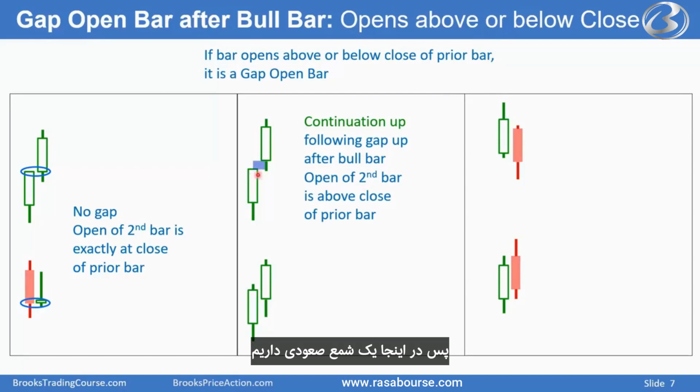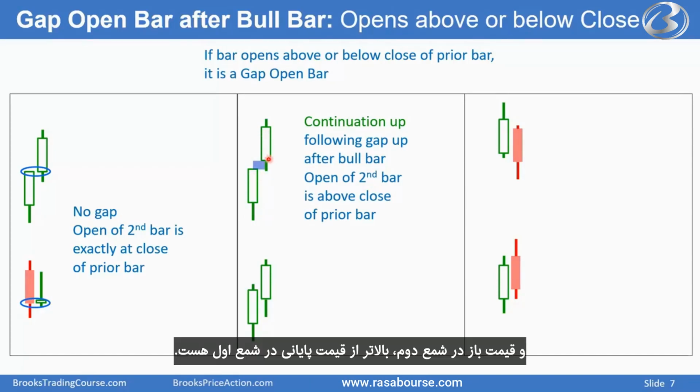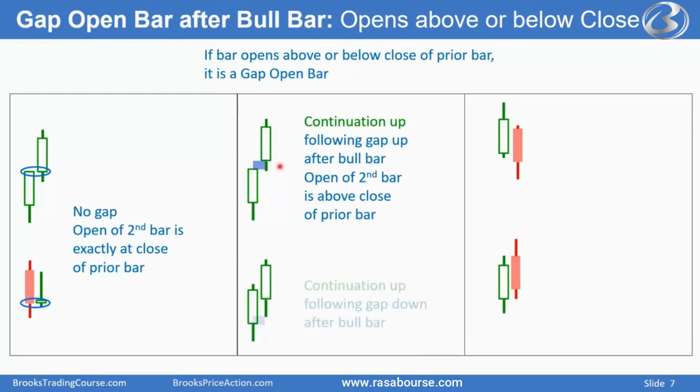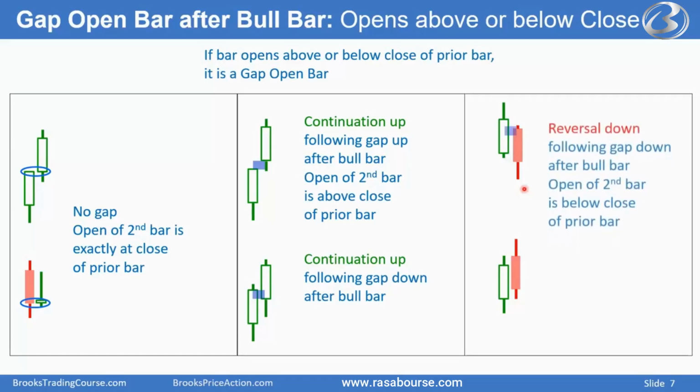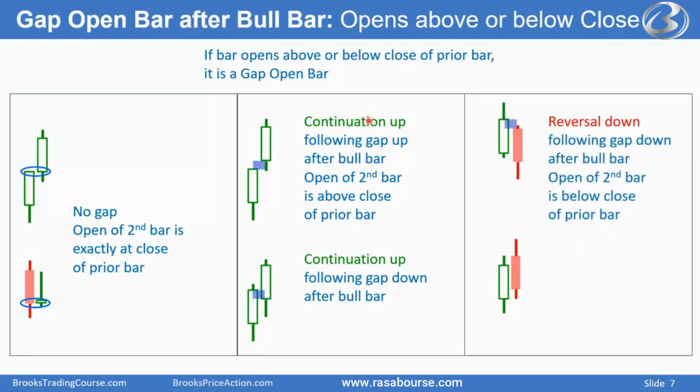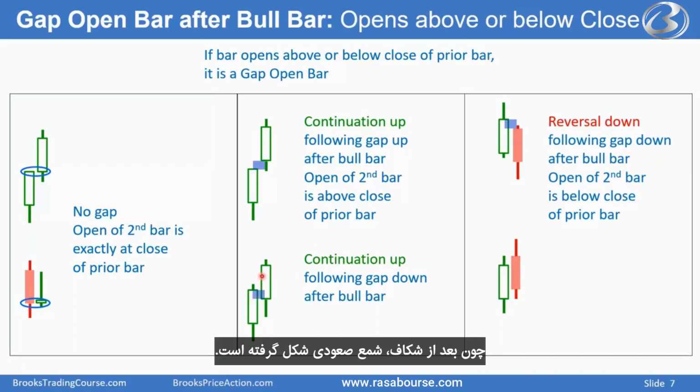We have a bull bar and another bull bar. The bull trend is continuing. Open of the second bar above the close of the first bar. And here we got continuation up, but we had a gap down. Instead of continuation up, bull bar, bull bar, bull bar, bull bar, we have bull bar, bear bar, bull bar, bear bar. Here we have a gap down.